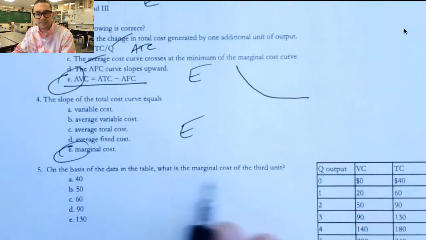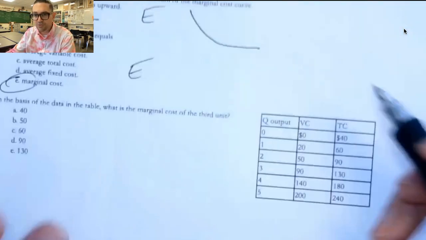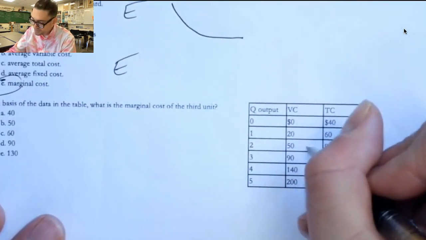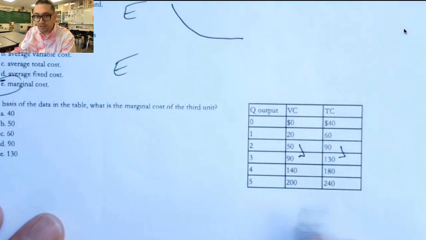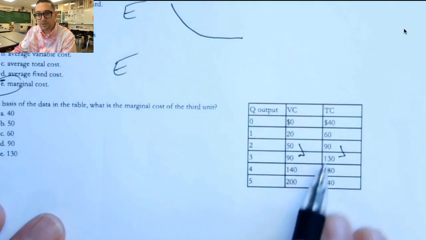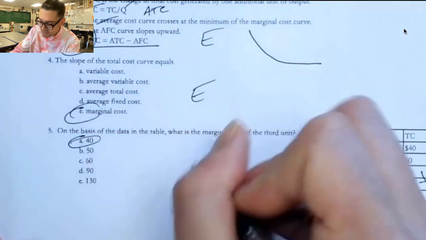On the basis of the data in the table, what's the marginal cost of the third unit? And so we can calculate it in two different ways. We could say from here to here or from here to here, it's going to be the same value, 40. When we go from 90 to 130 or 50 to 90, that's still 40. And so the correct answer here is A.